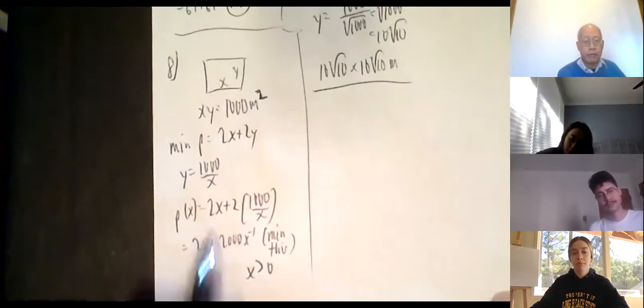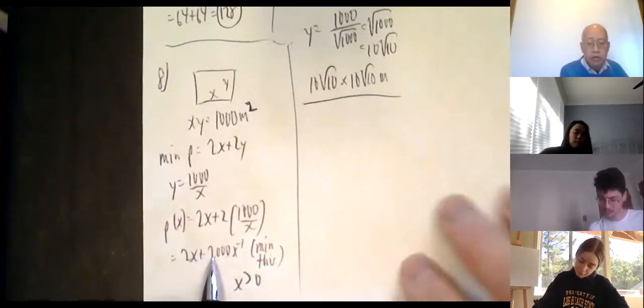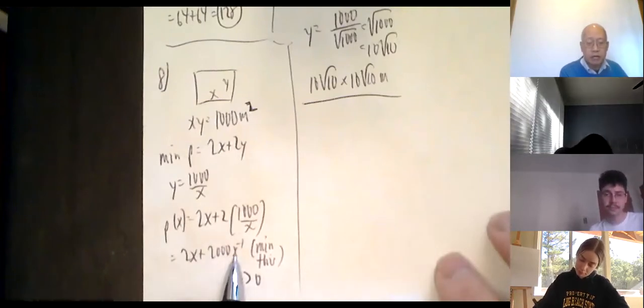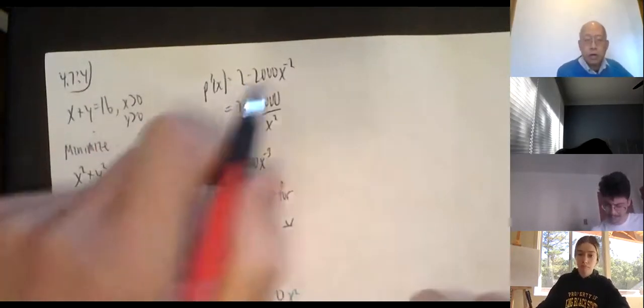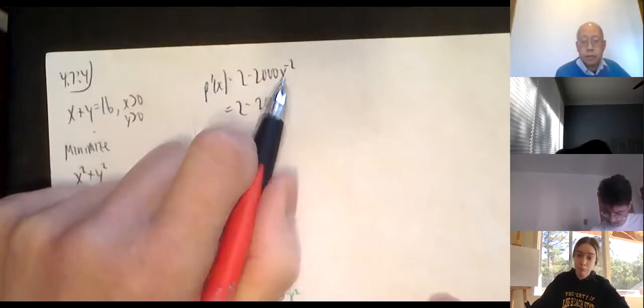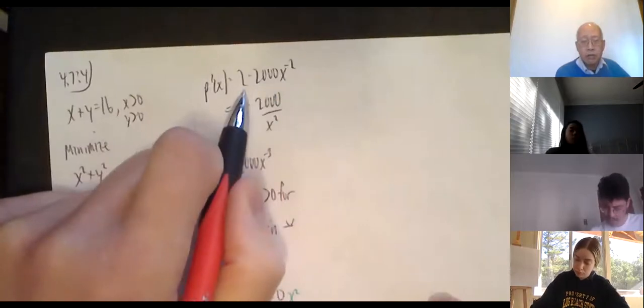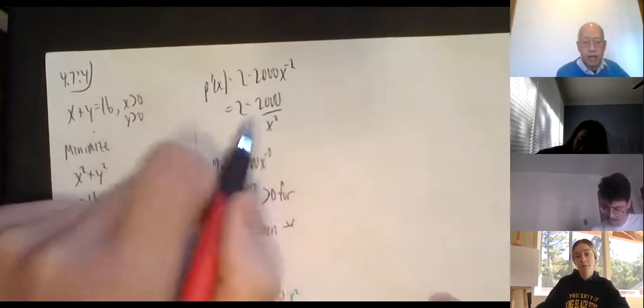Okay, I got to go back up the paper. Now for the derivative is 2 minus 2,000 x to the negative 2. Agreed? Okay, so I've said it. Now let me show it to you here. 2 minus 2,000 x to the negative 2. That's better for calculus, but for algebra, it's better to have it like this.